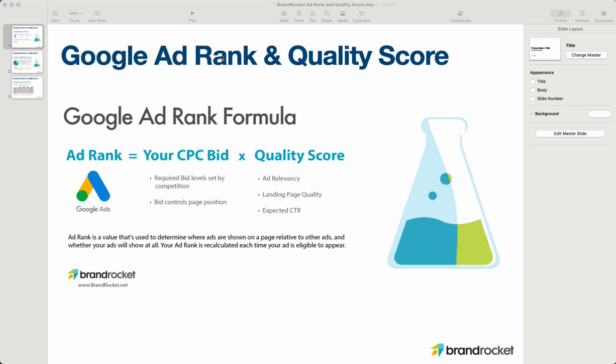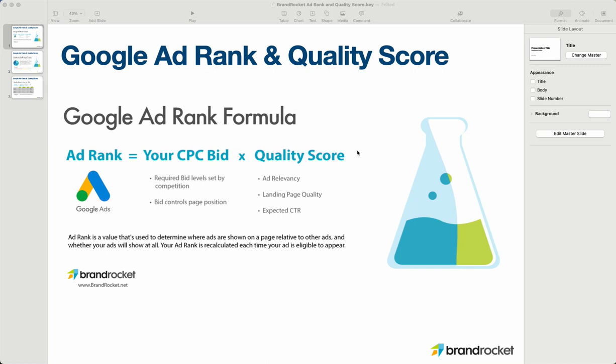The bid levels are, of course, competitive, right? So every single market is different in terms of what that CPC bid would be. So you're going to have some markets like big cities where you have a lot of advertisers bidding against each other, driving those bids up. And there are some markets actually, and this just came out in the news recently, where Google is actually setting the market price. So there's that factor as well. So the bid controls the page position, right? So you've got your bid level set by the competition, and then you have the bidding, which actually controls the page position. Then you have your quality score.